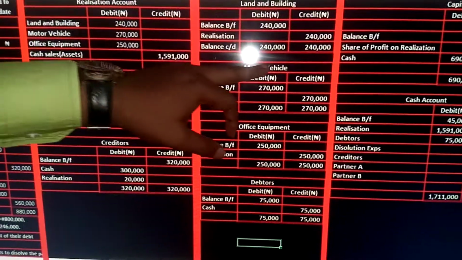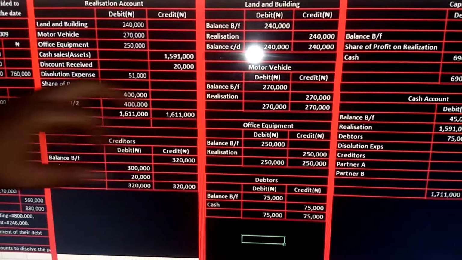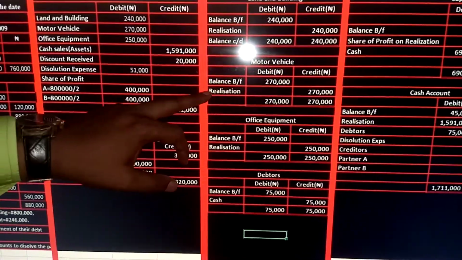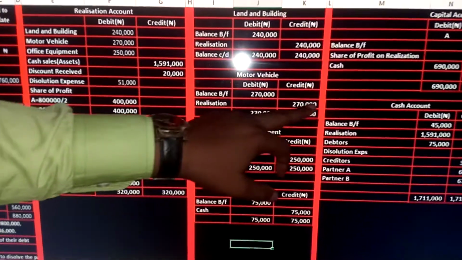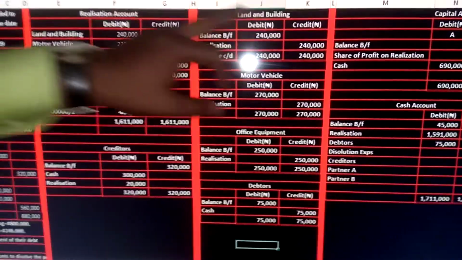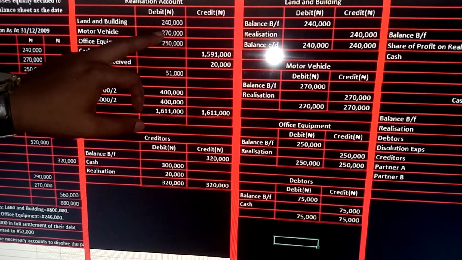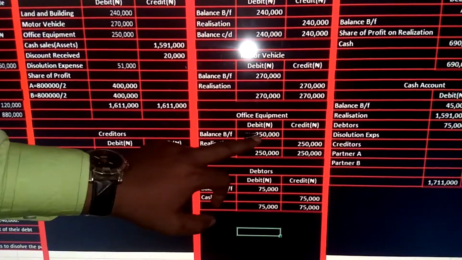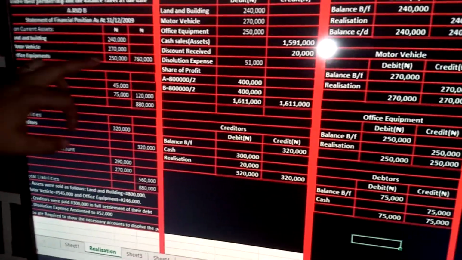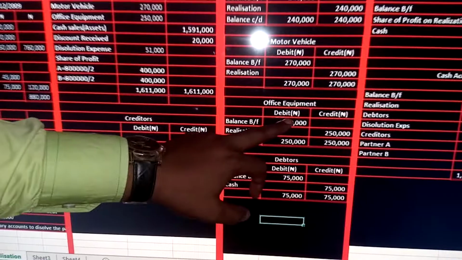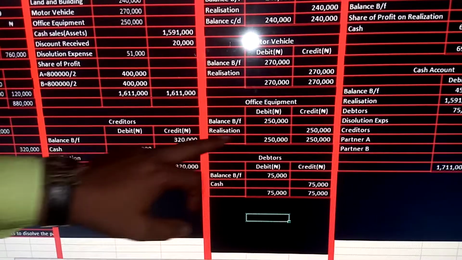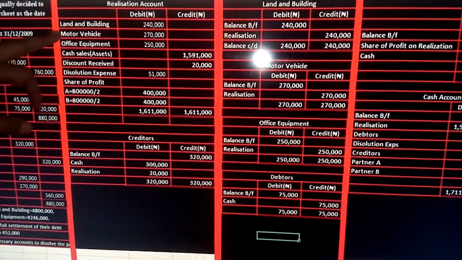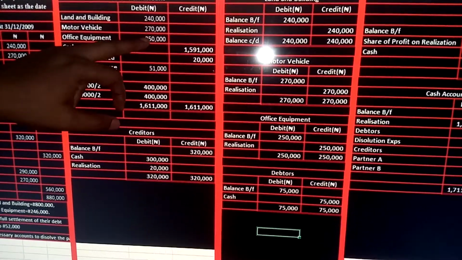The next asset is motor vehicle. Balance brought forward is 270. Look at the question, 270. We want to close the book, so take it to realization. You credit it 270 and debit realization 270. It's double entry basically. The next one is office equipment. Balance brought forward is 250, look at it in the question, 250,000. We want to close the book, so we take it off to realization. You credit office equipment 250 and debit realization with 250.